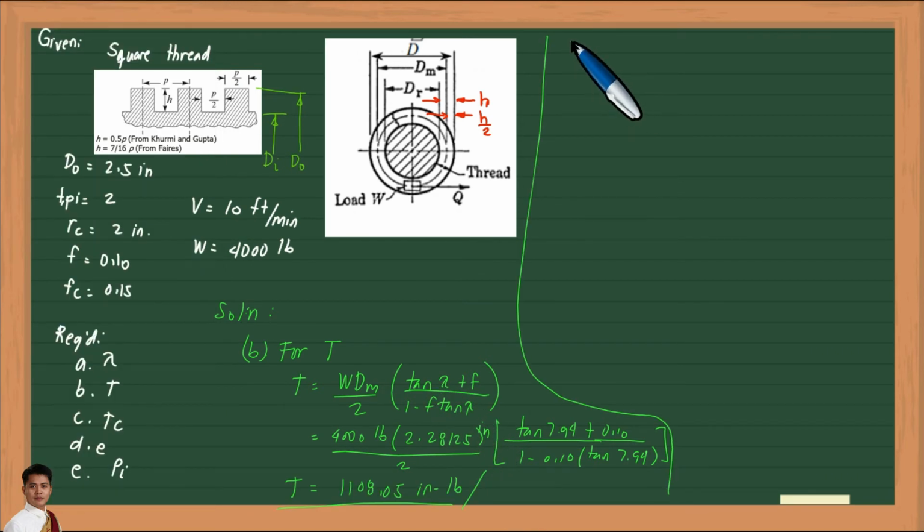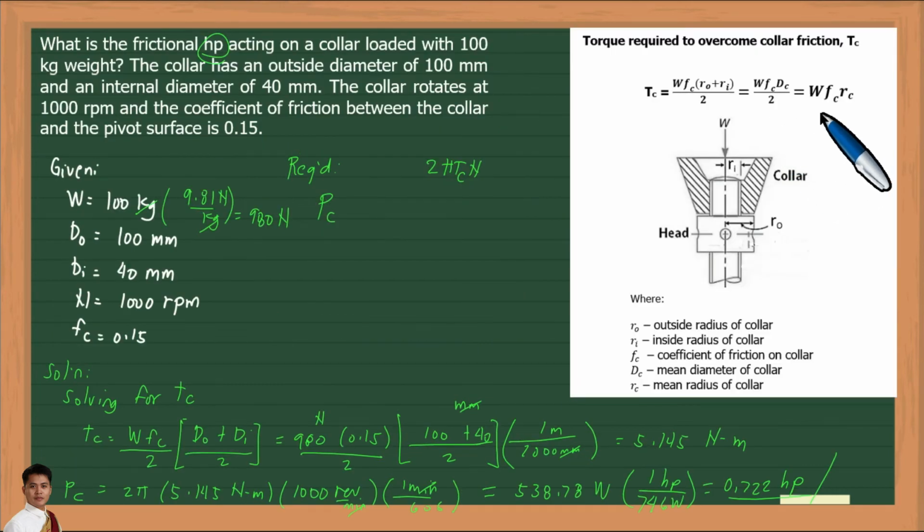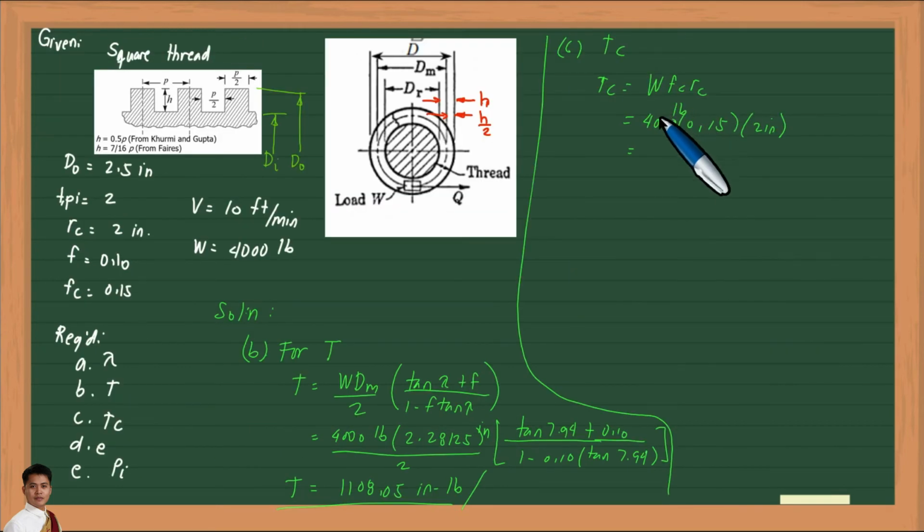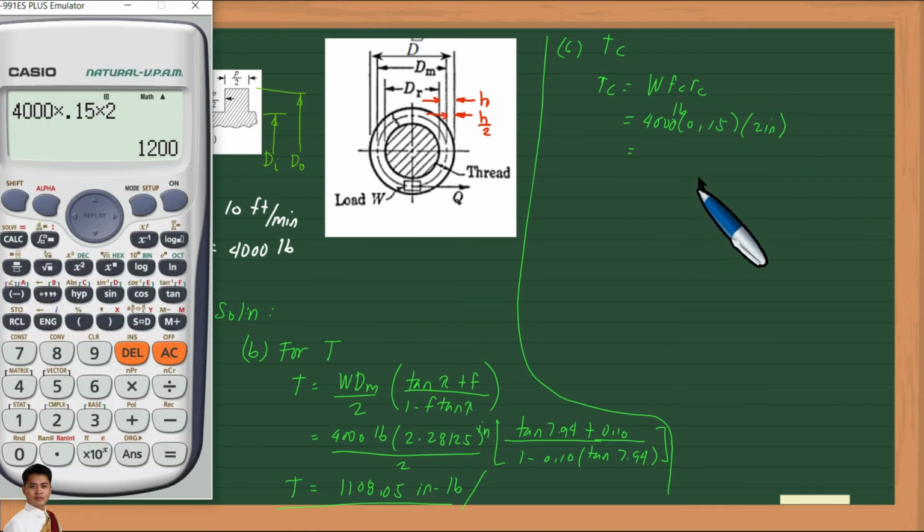Next unknown for letter C. So, this is for T sub C. Since given yung R sub C, so ito yung gagamitin nating formula. So, substitute lahat ng given. So, ang weight natin ay 4,000 pounds. 0.15 yung F sub C and then yung R sub C ay 2 inches. So, this is equal to 1,200 inch pound.